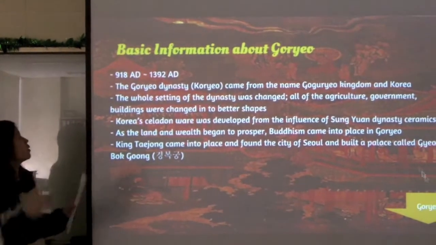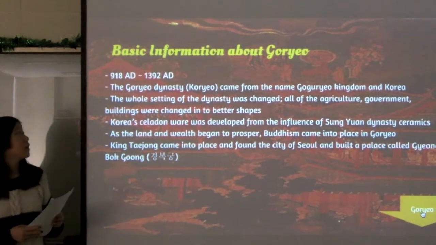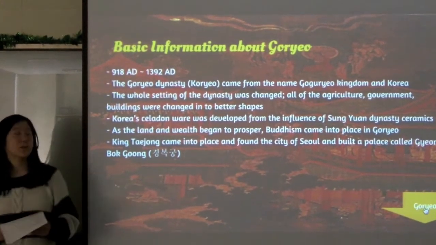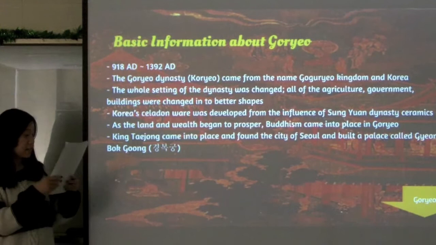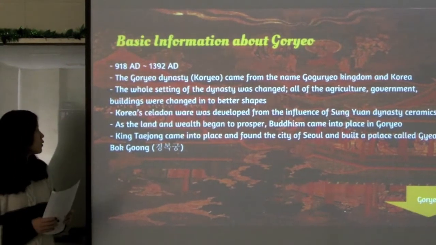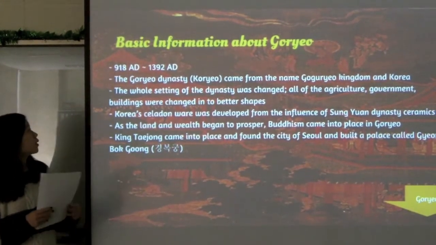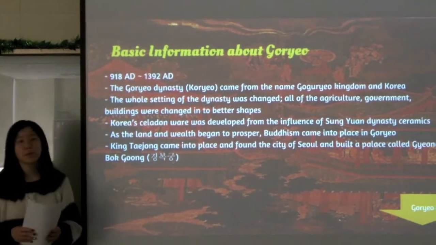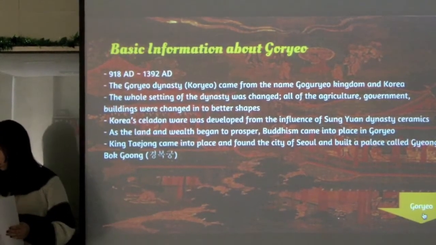Some basic information about Korea is that it started from 918 and ended at 1392 AD. And there are lots of inventions made in Korea, and the Gyeongbokgung was built in Korea also.